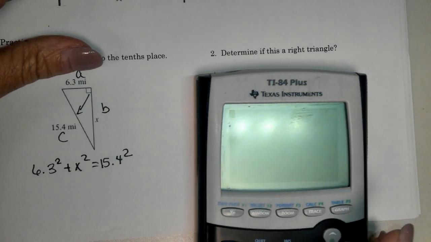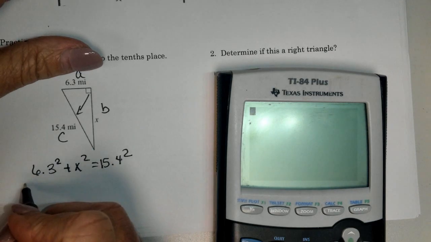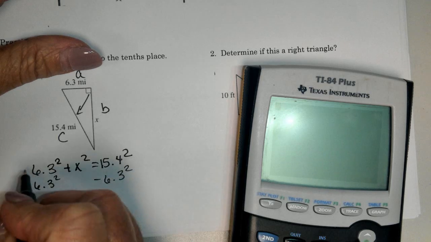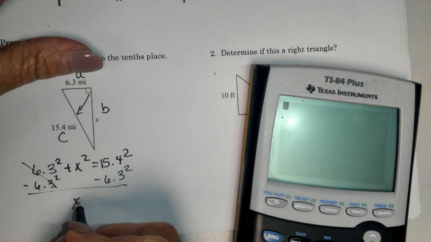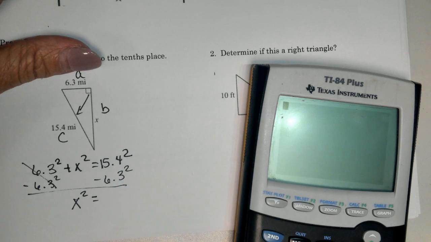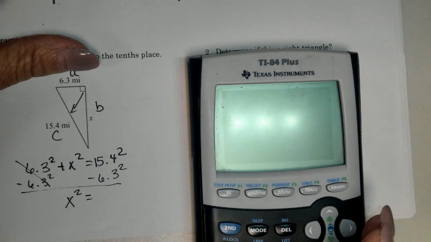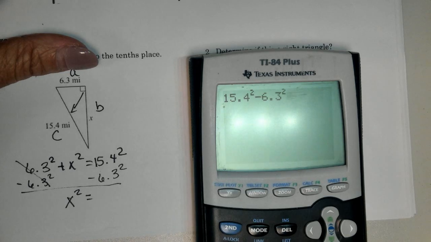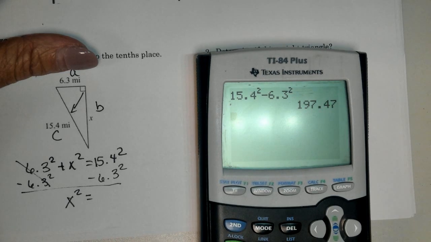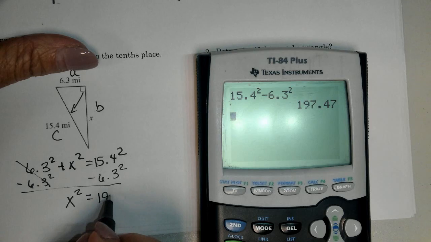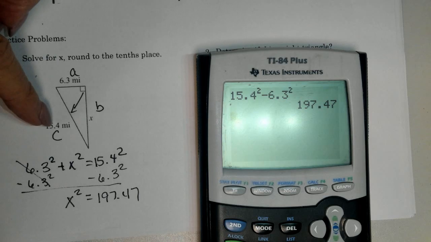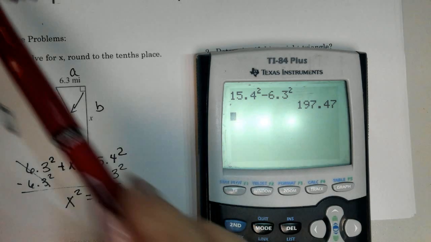We've got 15.4 squared, and I am going to subtract 6.3 squared from both of those sides. Now, keep in mind, when you do this, you have to square before you subtract. So we've got 15.4 squared minus 6.3 squared. And that gives us 197.47. Well, that's not the length of our leg because there's no way that would even close. It wouldn't make a triangle.